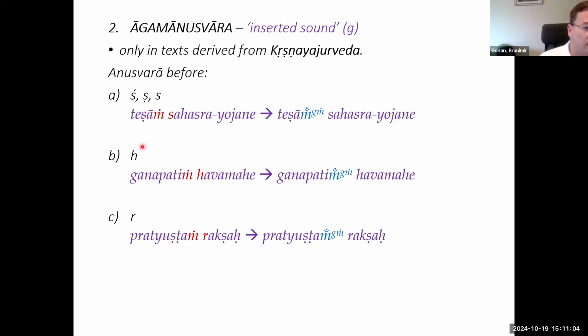Also, it happens before H. In Ganapati Prarthana, there is Ganapatim Havamahe, but we chant Ganapati Gum Havamahe, right? So you know that. And before R, also the same change happens.